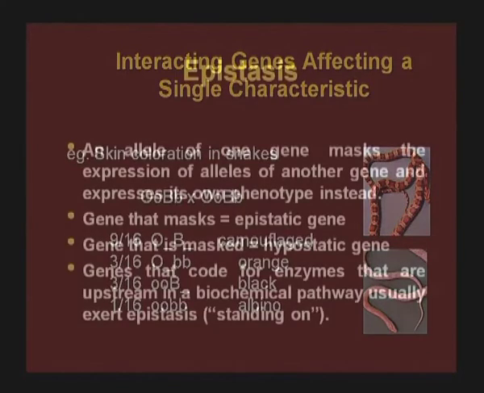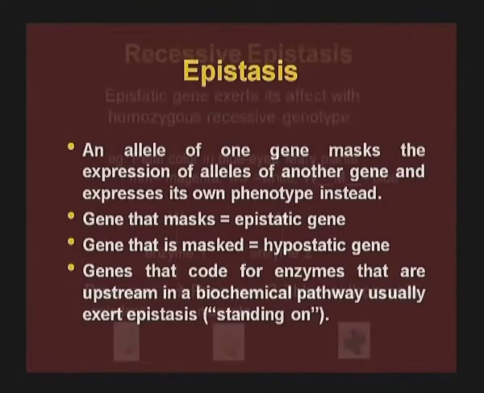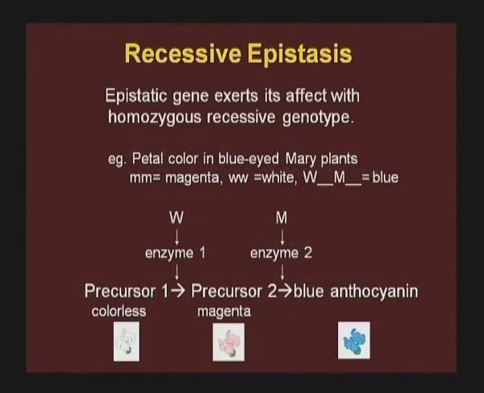Epistasis is another example of multiple allele or quantitative inheritance, where an allele of one gene masks the expression of an allele of another gene and expresses its own phenotype instead. The gene that masks is called the epistatic gene, and the gene that is masked is the hypostatic gene. Genes that code for enzymes that are upstream in a biochemical pathway usually exert epistasis, that is, standing on. There are two kinds of epistasis, dominant epistasis and recessive epistasis.